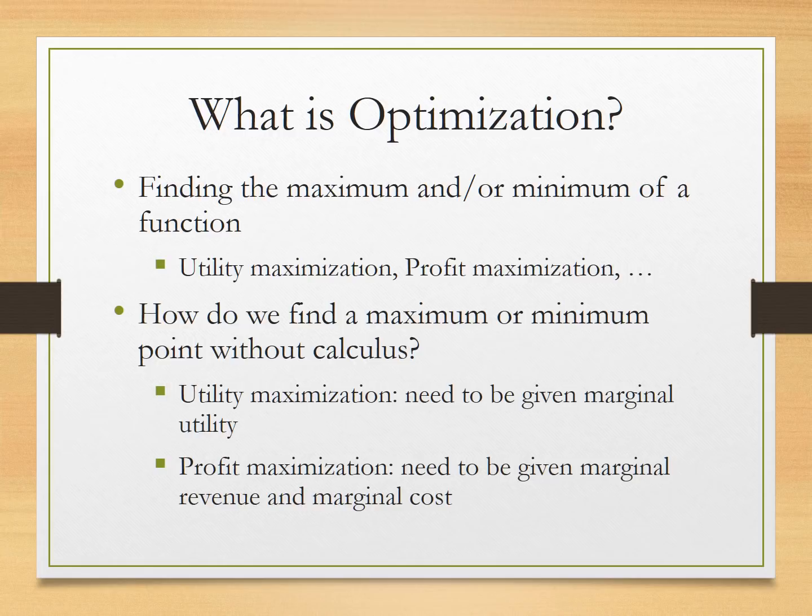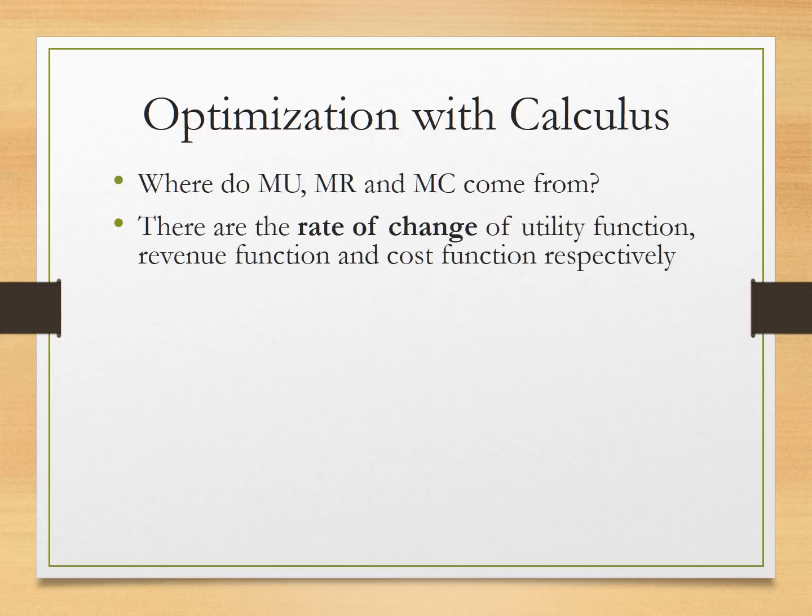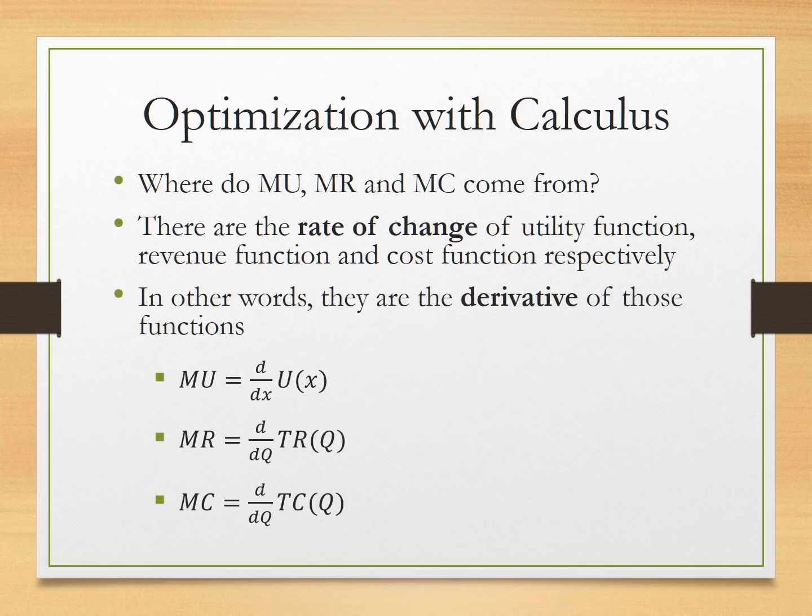So you're given all this information so that you can compute the optimal point without calculus. So where does this information come from? How do you find marginal utility, marginal revenue, and marginal cost to begin with? Well, let's think about what they are. They are the rate of change of the utility function, revenue function, and cost function respectively. So they are rates of change. In other words, they are derivatives.